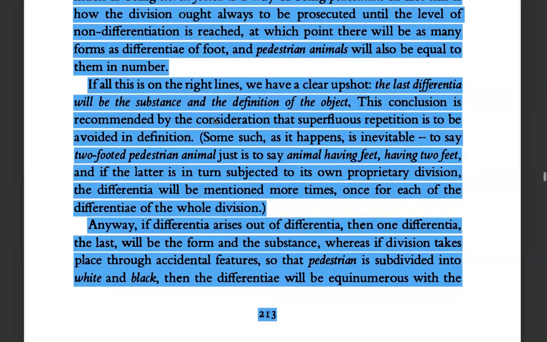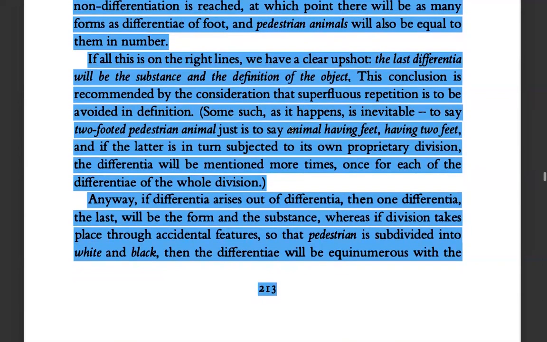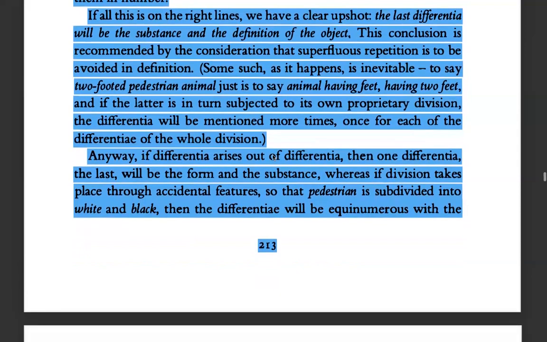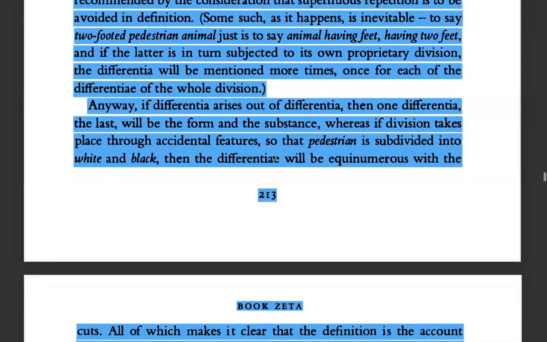This conclusion is recommended by the consideration that superfluous repetition is to be avoided in definition. Some, as it happens, is inevitable. To say two-footed pedestrian animal just is to say animal having feet, having two feet, and if the latter is in turn subjected to its own proper division, the differentia will be mentioned more times, once for each of the differentiae of the whole division.